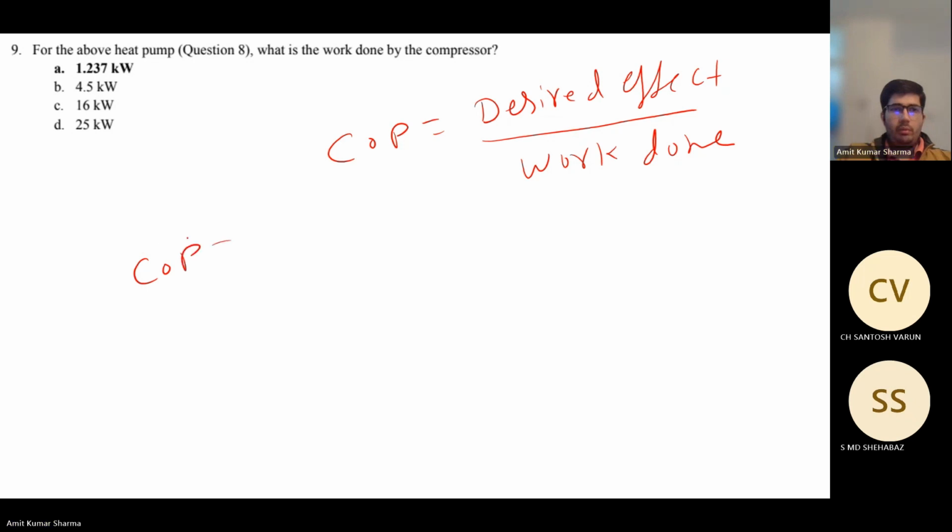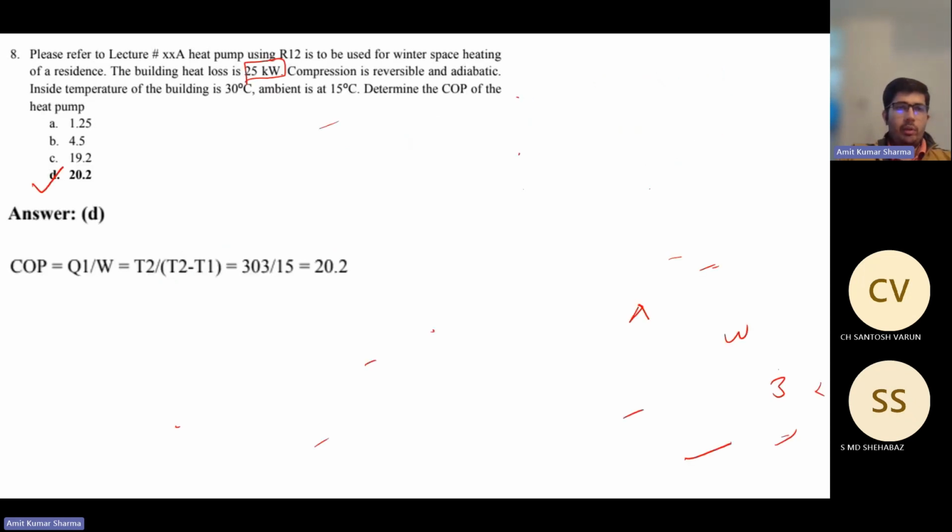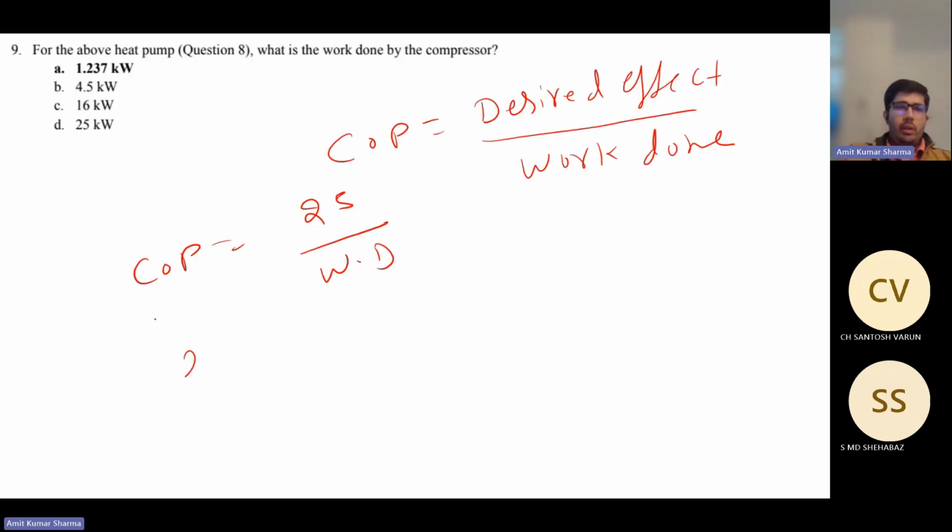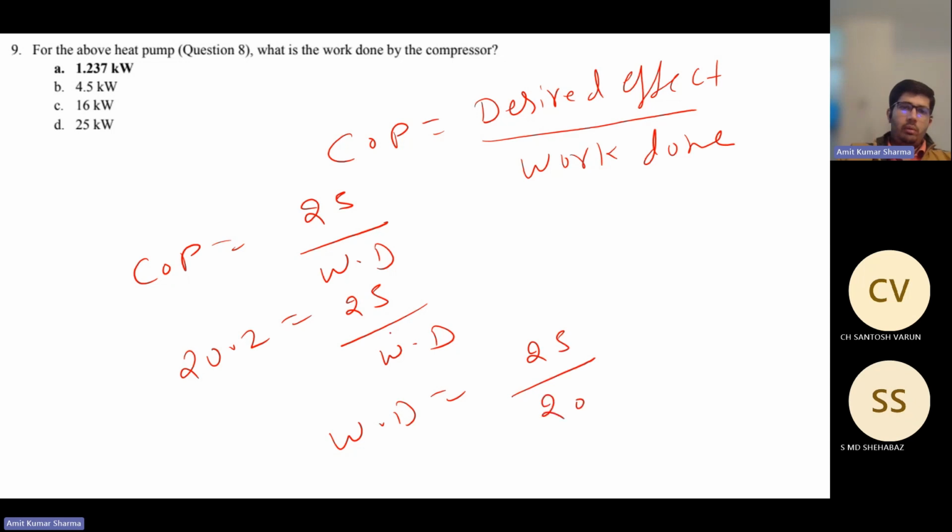COP will be 25 upon work done, and we have already calculated the COP as 20.2. So COP of 20.2 equals 25 upon work done. So work done will be 25 upon 20.2. It will come to 1.237 kilowatt. Okay, so the correct answer is option A.